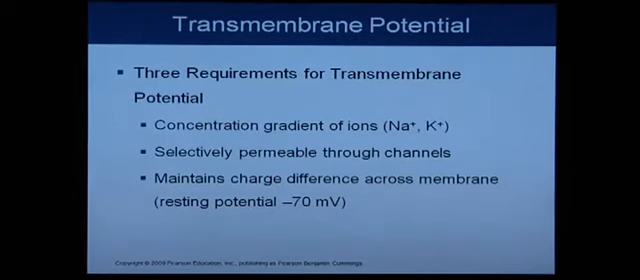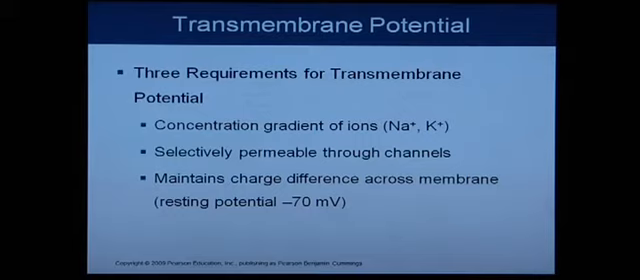So, the three requirements for a transmembrane potential. We know that the transmembrane potential for a resting cell is -70. In order to have that -70, we have to have concentration gradients of ions. The two big ions we're going to be looking at here are sodium, or Na, and potassium, which is K. Sodium is going to be located outside the cell and potassium on the inside, and I'll show you a picture of that in just a second.